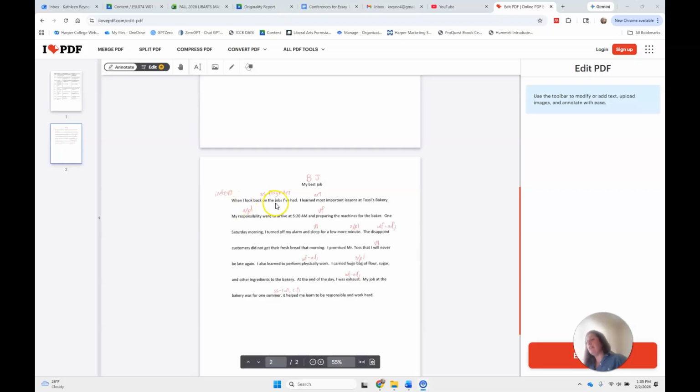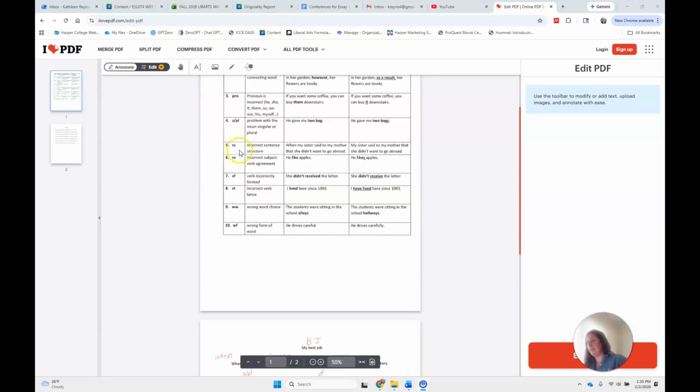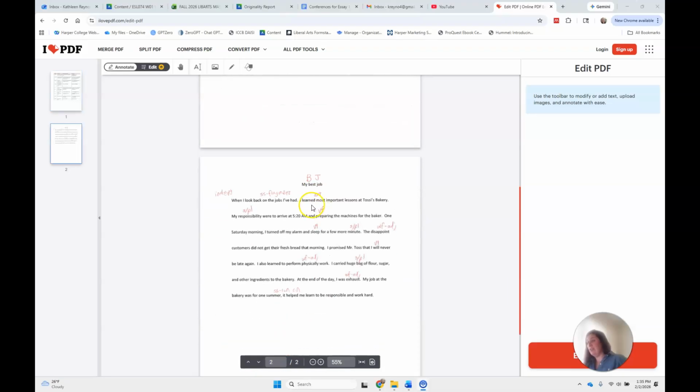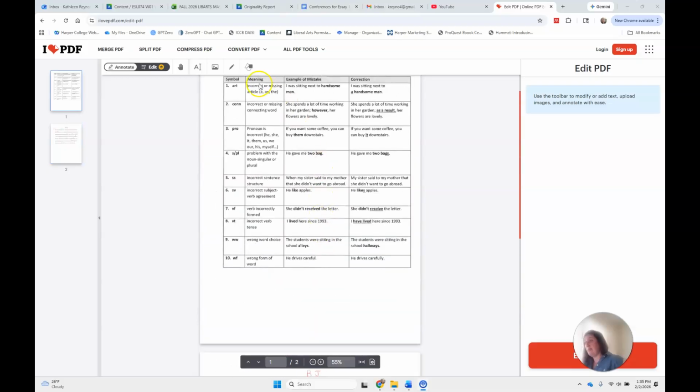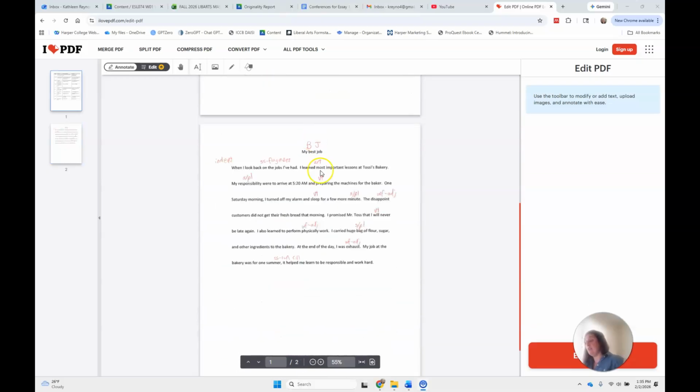So we begin. When I look back on the jobs I've had, this says SS fragment. SS means sentence structure. So this means I have to either remove when or join it to the next sentence. Put a comma here. So when I look back on the jobs I've had, comma, I learned most important lessons at Tulsi's Bakery. So here I have ART, and that means incorrect or missing article, a, an, or the. I learned the most important lessons.